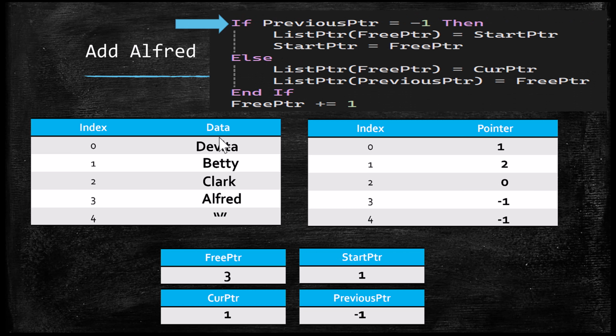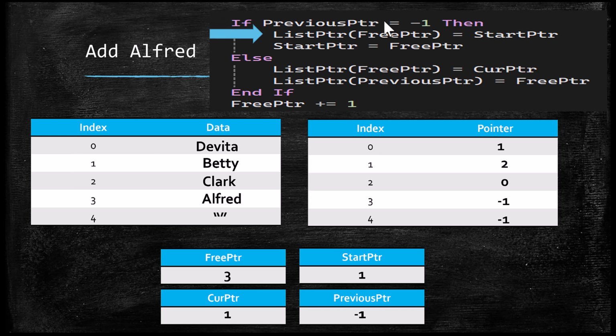We jump straight to this if statement. If previous pointer equals -1, guess what it does? And this is why it's so important, because if we didn't reset it, it's going to run this else statement, and we're not going to have all the updated pointers that we may need somewhere down the line. So we're going to go through this if statement right here.